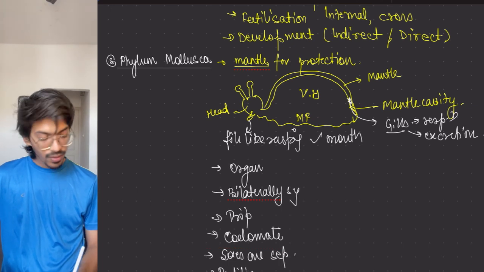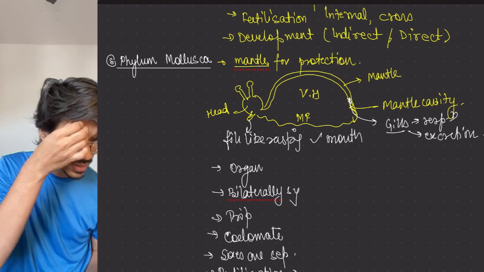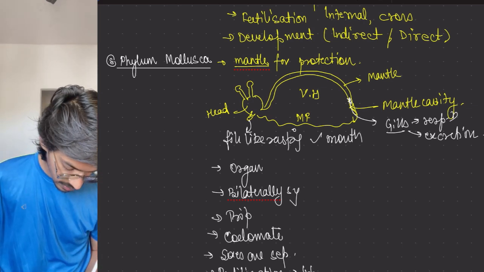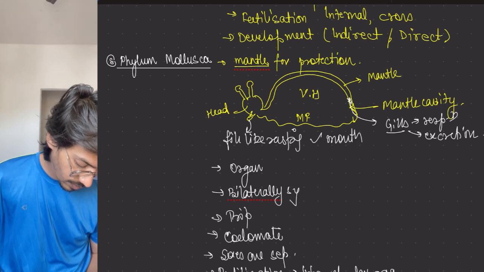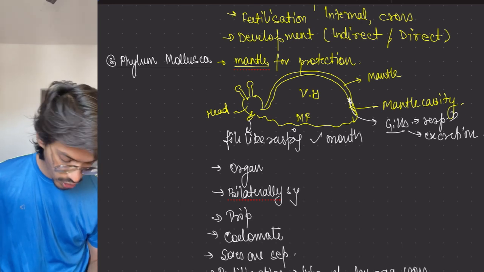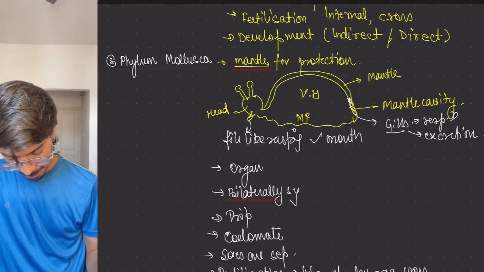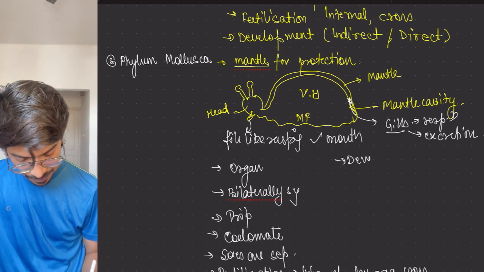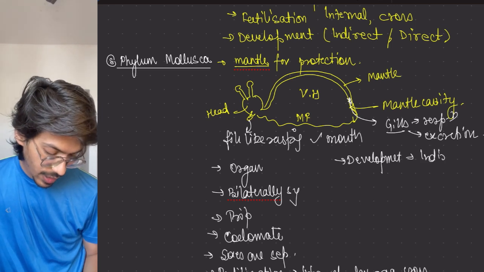Fertilization. Fertilization is internal, and they lay eggs. Cross fertilization. And development. The development is indirect. Remember this fact.